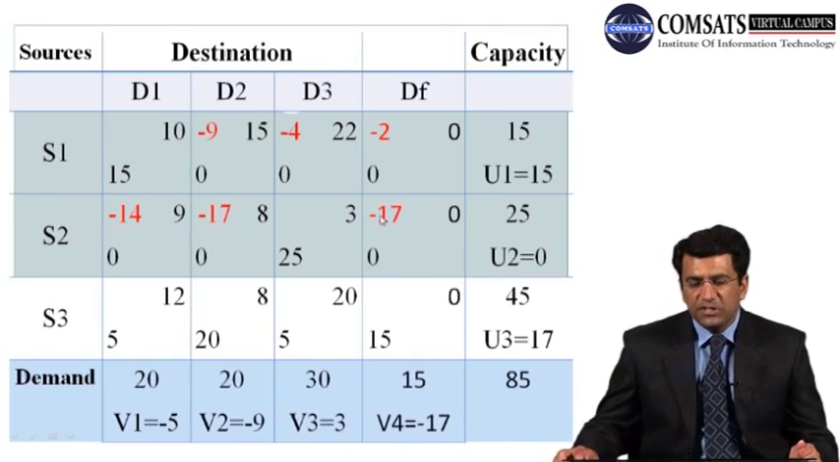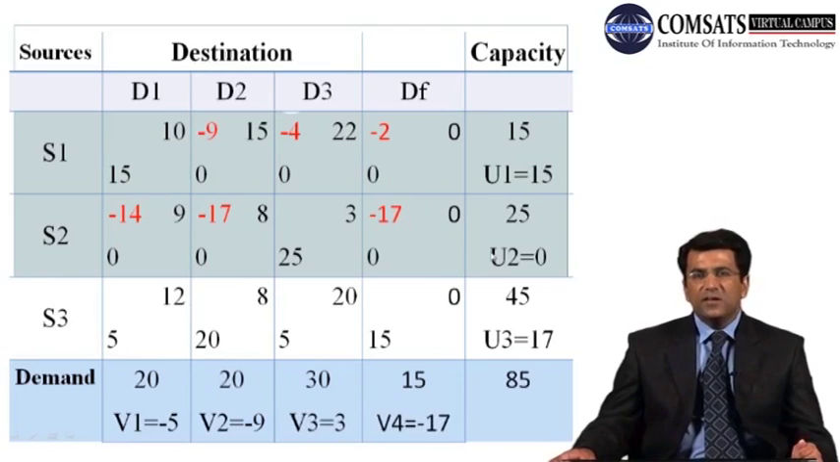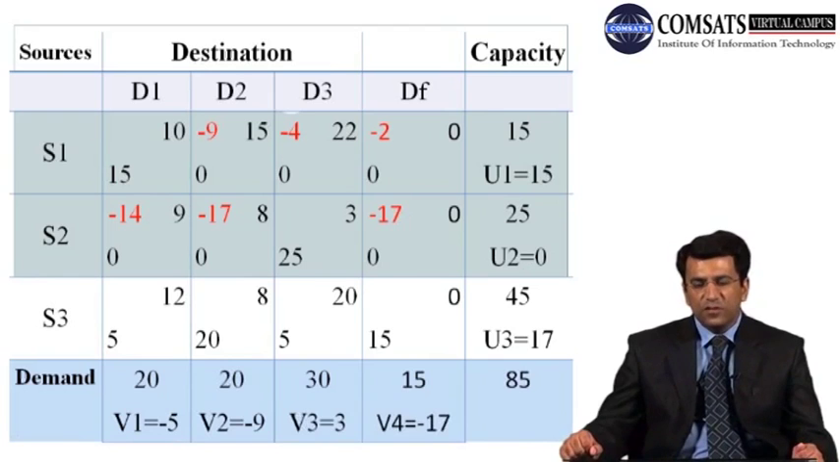So again students, the shadow cost for this cell S2 D4 is again minus 17. Now how is this minus 17? Again we will use the same formula, that is U2 plus V4 minus C24, that is the relevant per unit cost of a particular cell. So again U2 plus V4, that is 0 minus 17 minus the relevant per unit cost, which is 0. So minus 17 minus 0, it will become minus 17. So class, again you have seen how we are able to calculate the shadow cost for the different cells.